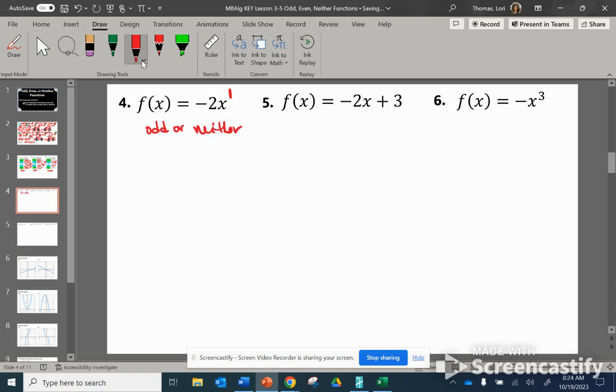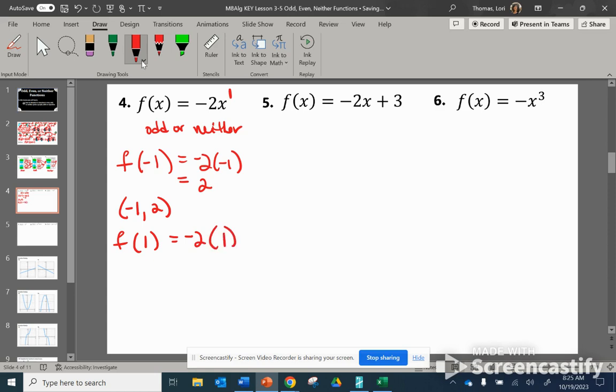So I'm going to show you two different ways. First of all, we can actually plug in a positive x and then the negative x and look at the outcomes. So I always like to use -1 and +1. So I'm going to plug in -1 first into my function, and -2 times -1 is +2. So this ordered pair is (-1, 2). Now I'm going to plug in the positive x and see what the output is. So I'm going to plug in +1 and I get -2. So (1, -2).